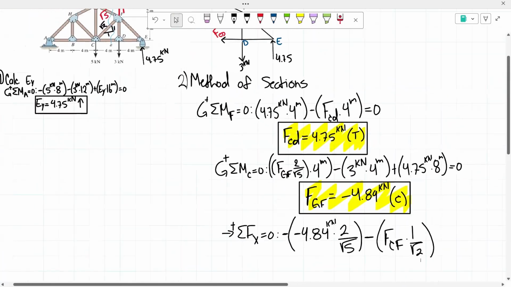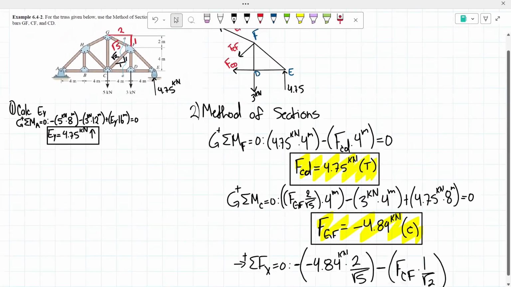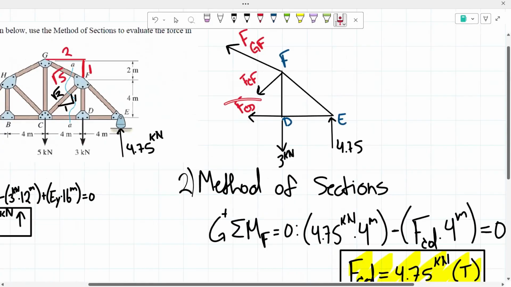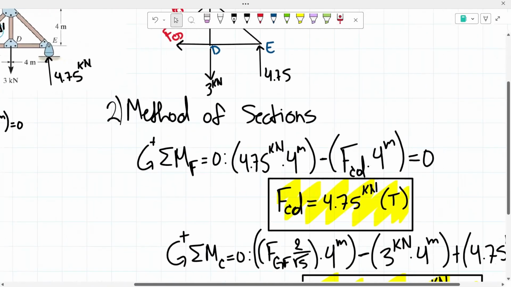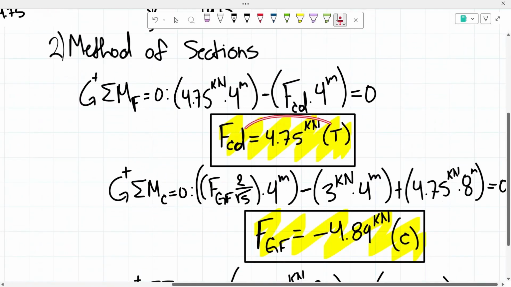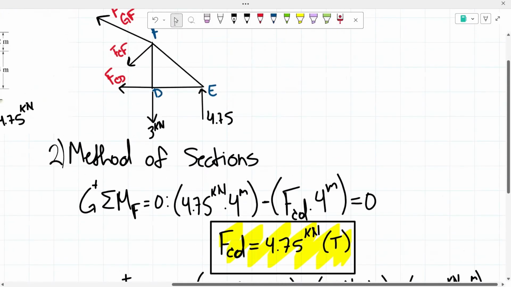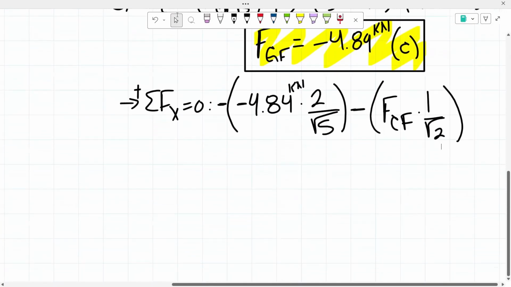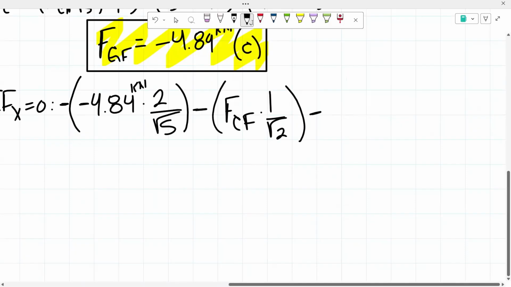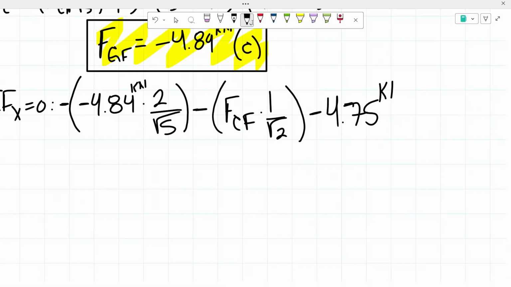And then from there, we have one more force. We know that our force of our bar CD is completely horizontal. So you don't have to multiply it by anything. We simply know that it has a value of 4.75. Since we assume that it's in tension, it is going to the left. So once again, a negative force of 4.75 kilonewtons. And we know that all of that has to equal 0.